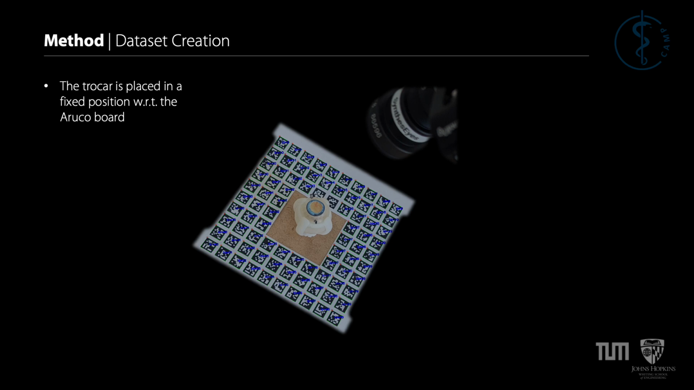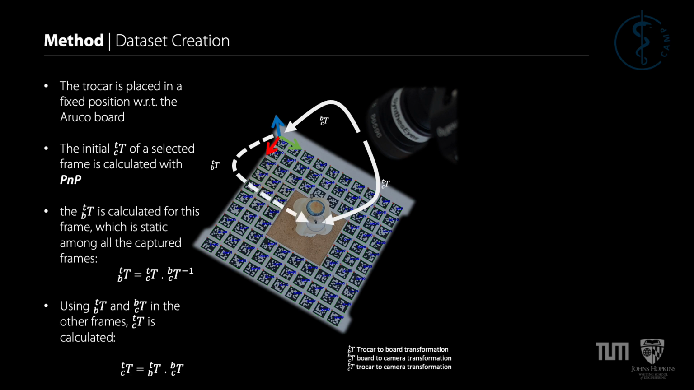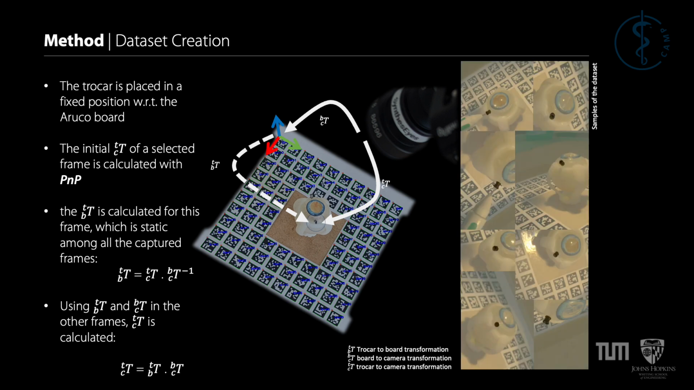We place a trocar on an eye phantom with a fixed position relative to an ArUco board. For one specific frame, we run a PnP algorithm to find the pose of the trocar to the camera. Having the board pose to the camera from the ArUco markers, in this frame the pose between the board and the trocar can be calculated. In any other frame, since the pose of the trocar and the board is known, tracking the board would provide us the trocar pose. We use the trocar pose together with its 3D CAD model and PyRender to create the segmentation masks. On the right, some samples of the dataset can be seen.